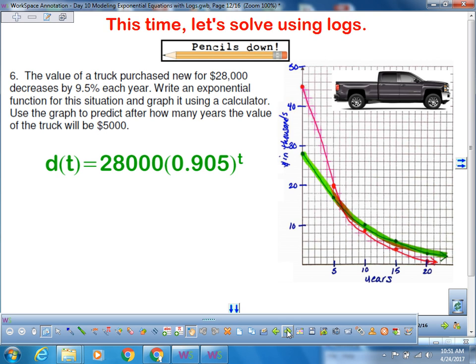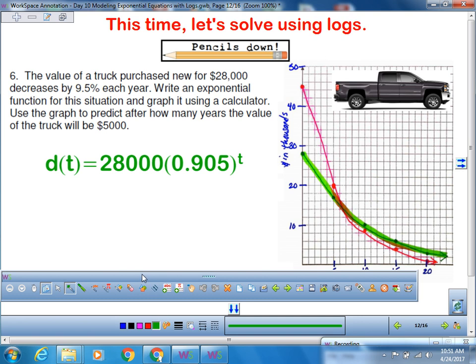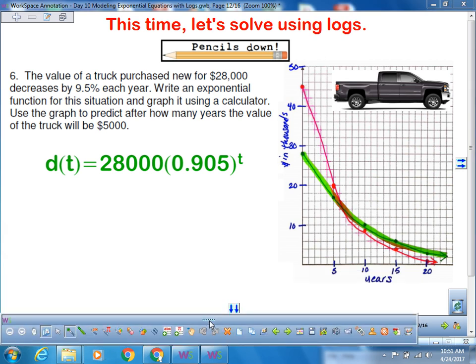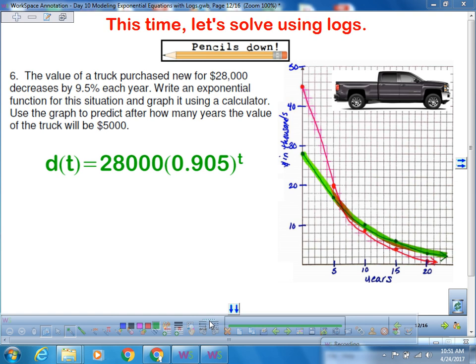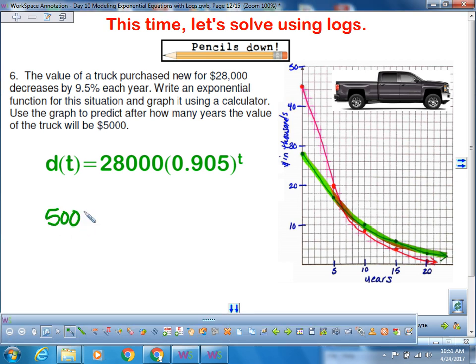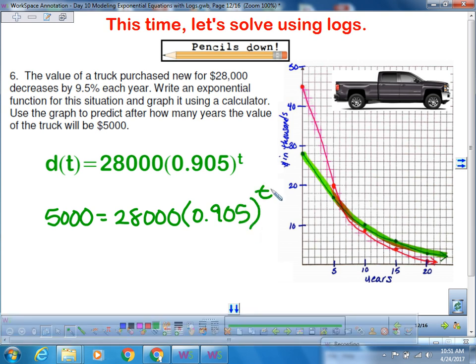Okay. So here we go. I'm not even going to read it. Are we okay with that? I want to estimate after how many years the value of the truck will be 5,000. So I'm going to write 5,000 equals 28,000 times 0.905 to the t. So the first thing I need to do is divide both sides.